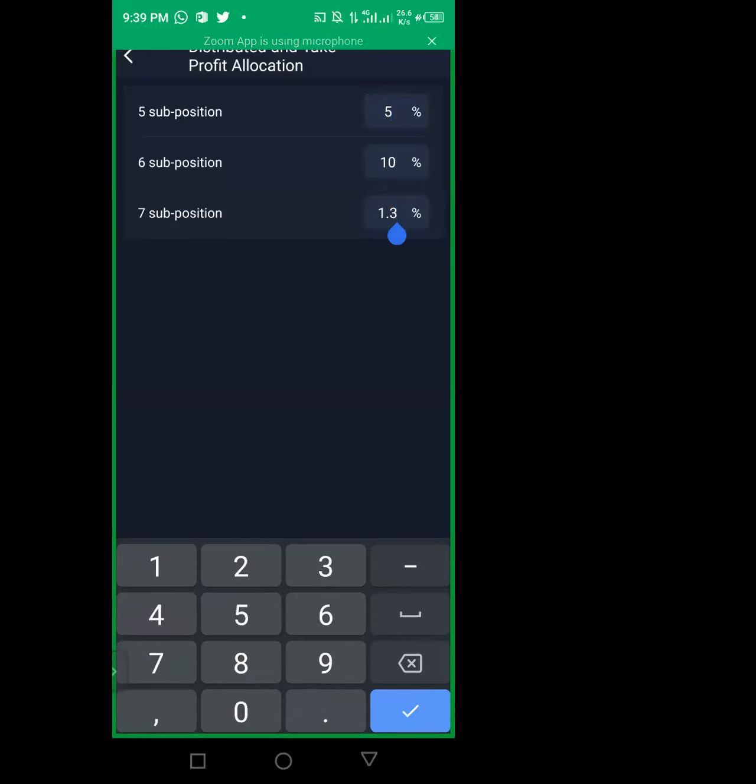My seventh margin, when it sells, let it give me 3%. So you can see you can set all these, you can change them, you can edit them to what you want depending on the movement of the coin.